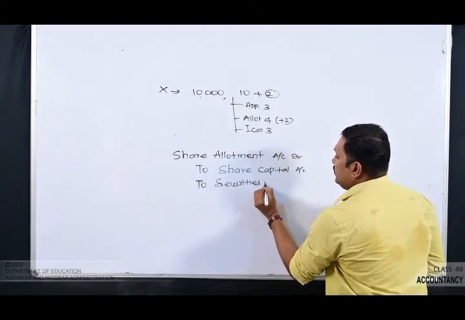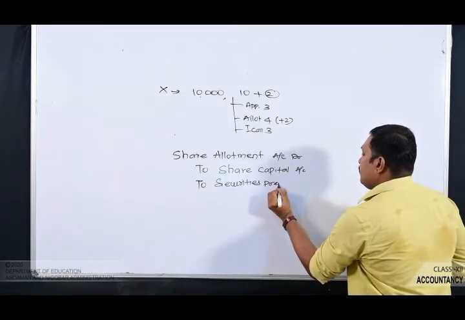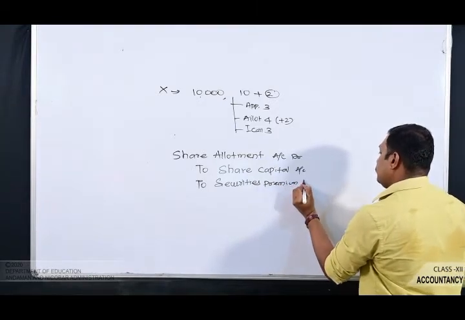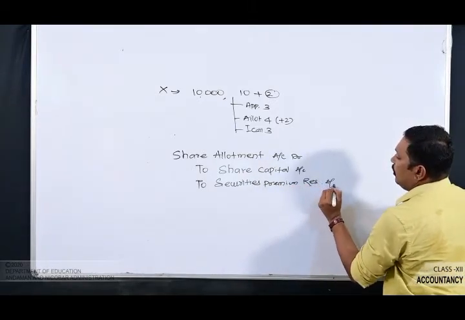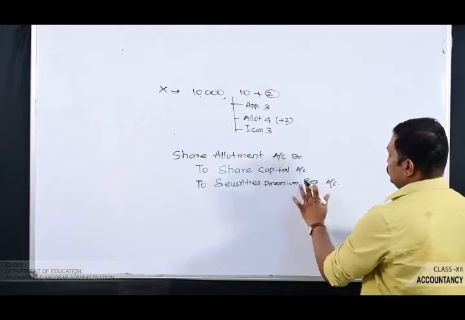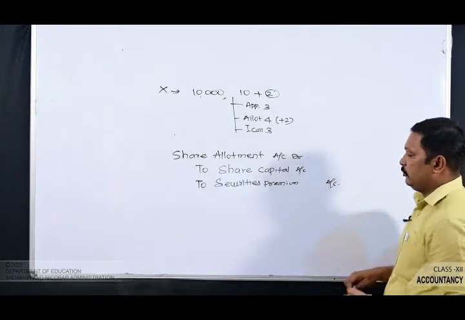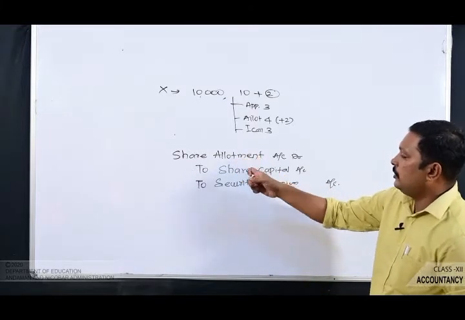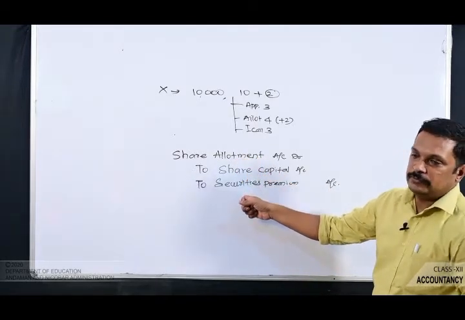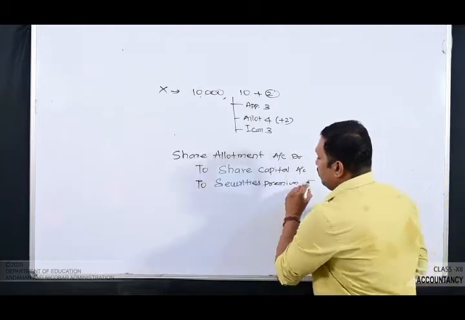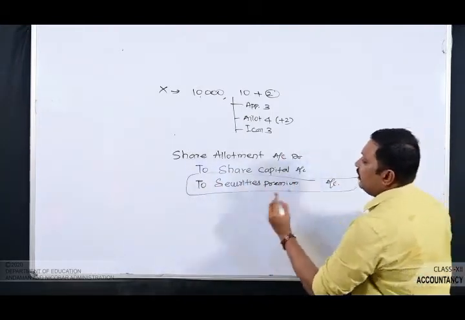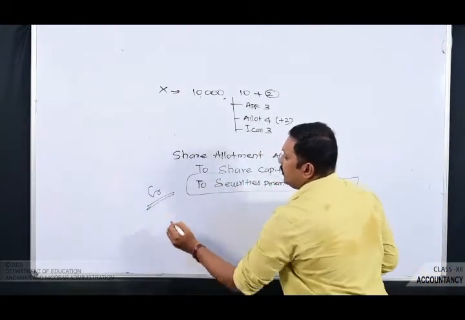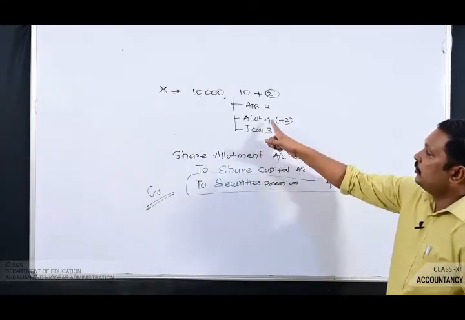To securities premium reserve account. Yeah, securities premium account. You can write securities premium, afterwards you can transfer to that one. Securities premium account. Right? So allotment account debit to share capital, to securities premium account. So we have to credit the premium account. Note it down. We have to credit securities premium.